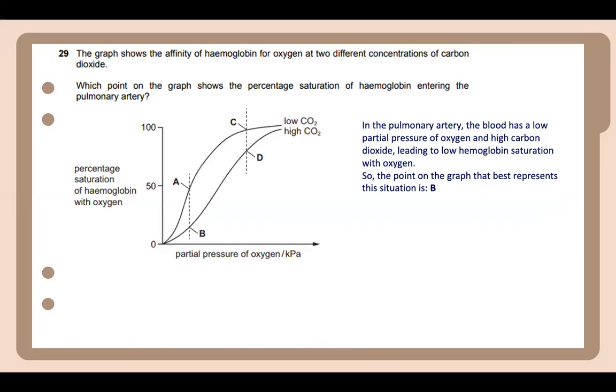The graph shows the affinity of hemoglobin for oxygen at two different concentrations of carbon dioxide. Which point on the graph shows the percentage saturation of hemoglobin entering the pulmonary artery? In the pulmonary artery, the blood has a low partial pressure of oxygen and high carbon dioxide, leading to low hemoglobin saturation with oxygen. So, the point on the graph that best represents this situation is B.